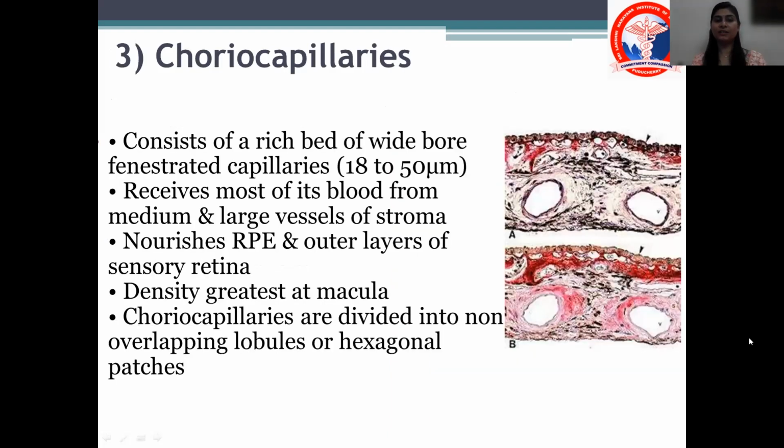The choriocapillaries consist of a rich bed of wide bore fenestrated capillaries, which are 18 to 50 microns in diameter. It receives most of its blood from the medium and large blood vessels of the stroma. It nourishes the retinal pigmentary epithelium and outer layers of the sensory retina, and the density is greatest at the macula. Choriocapillaries are divided into non-overlapping lobules or hexagonal patches.